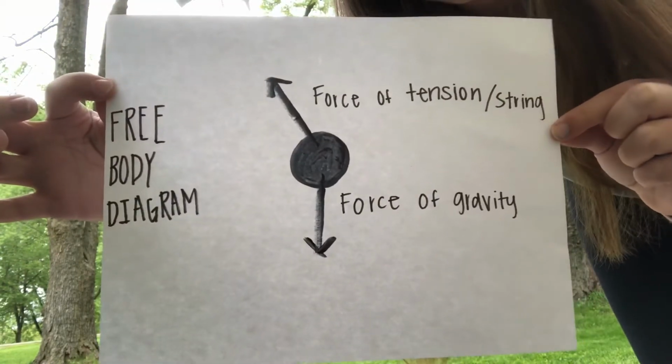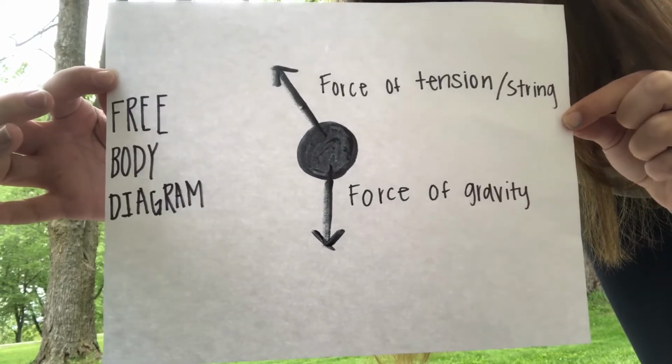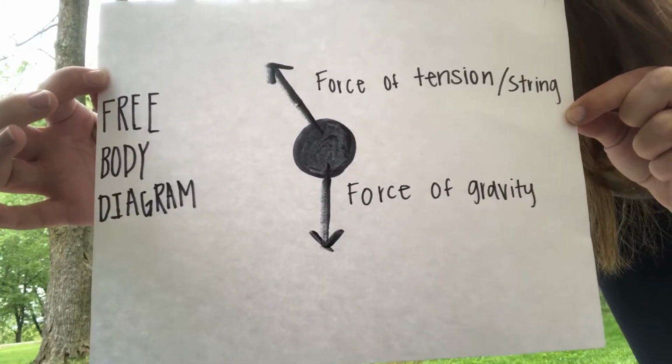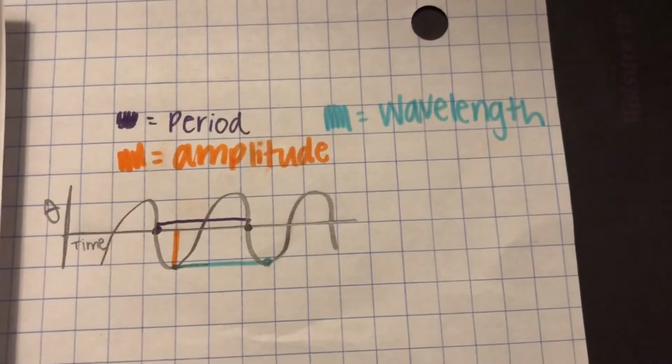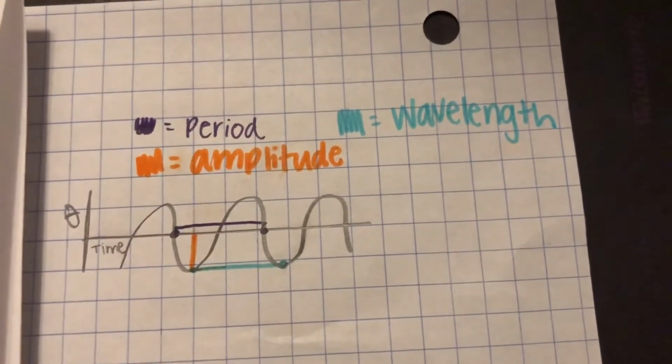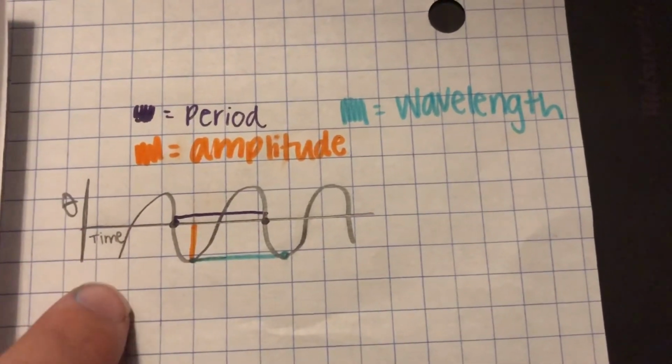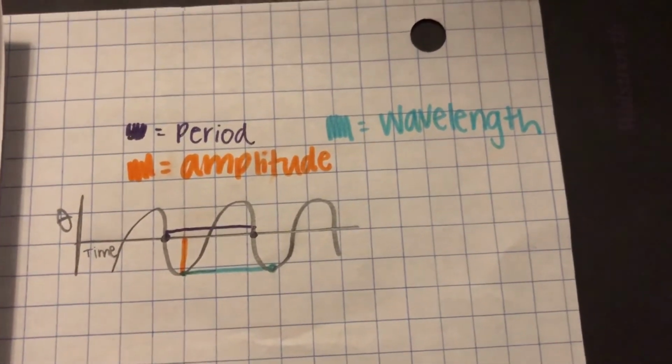This is what the free body diagram will look like. So you see that the force of the tension or string is pulling one way, and the force of gravity is pulling the other way. Whenever you swing a pendulum over a graph between theta and time, it makes a graph like this. Here, I'll show you.